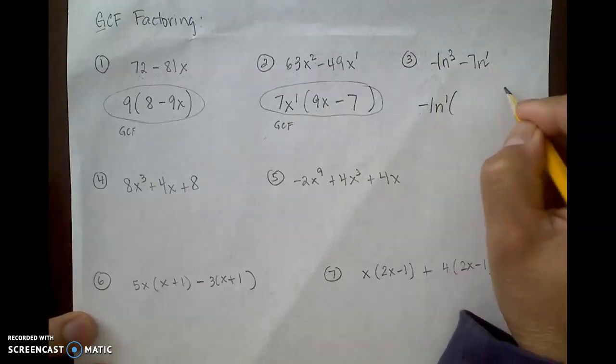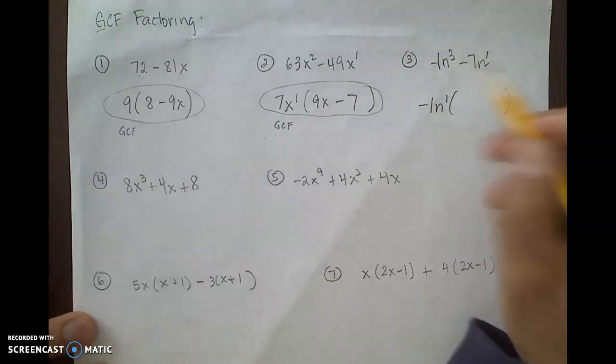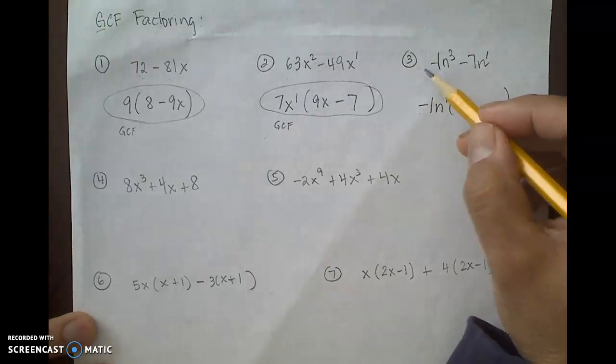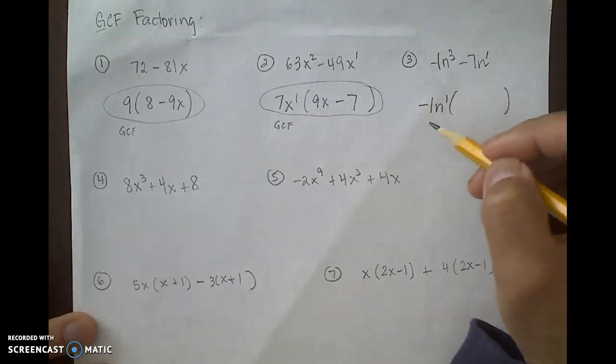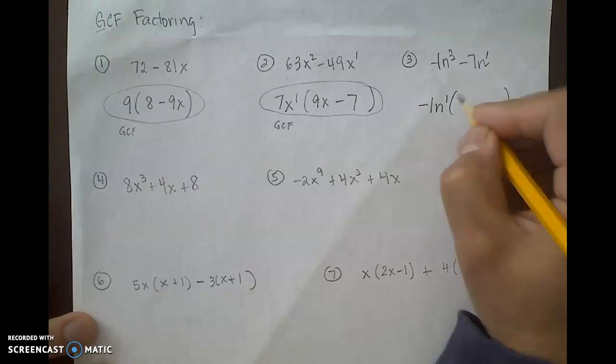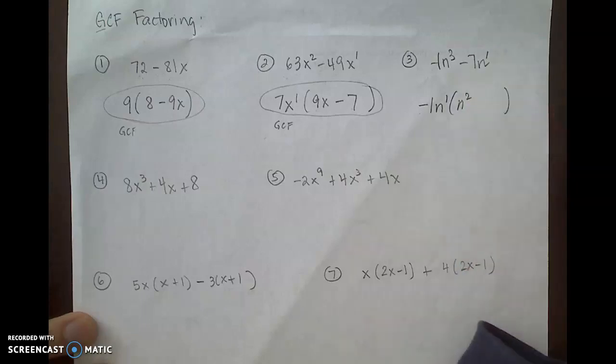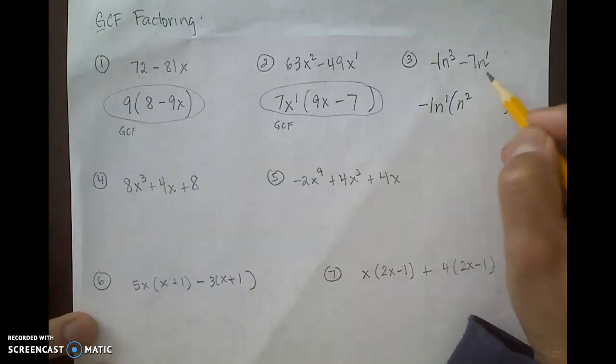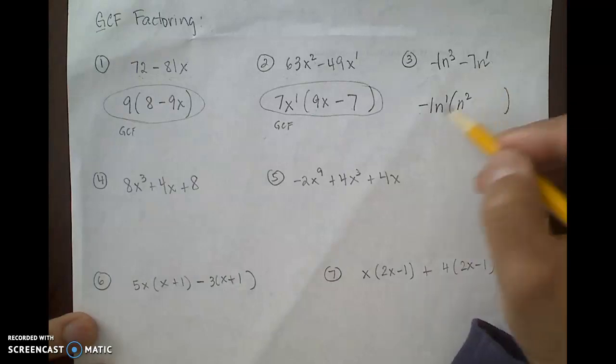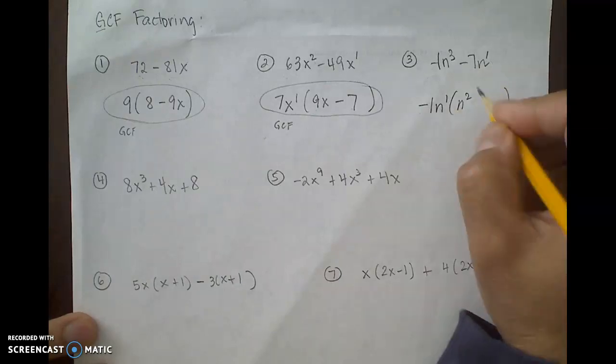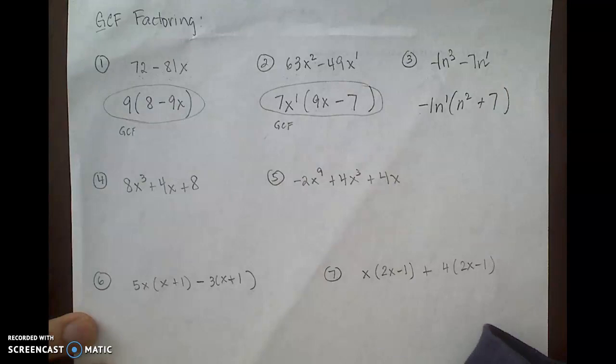Alright, so we're going to go ahead and divide. Negative 1n cubed divided by negative 1n to the first is n squared. Negative 7n to the first divided by negative 1n to the first is plus 7.